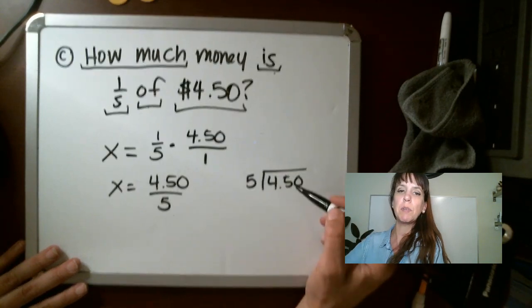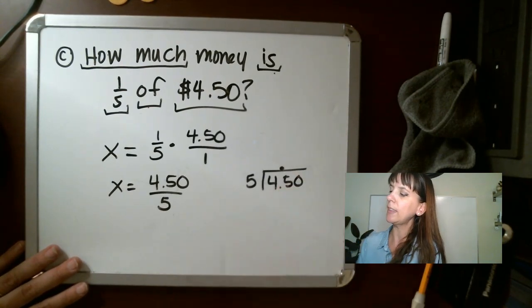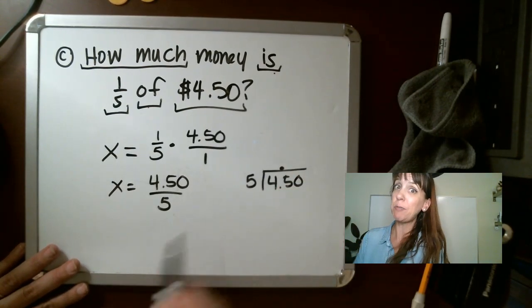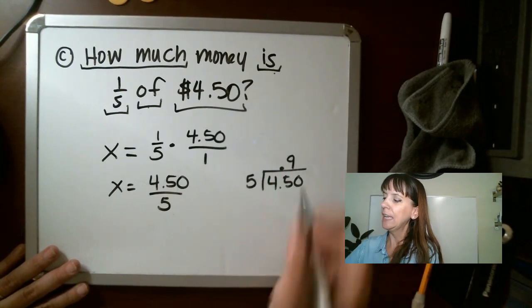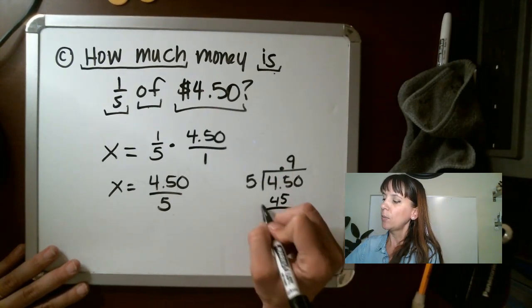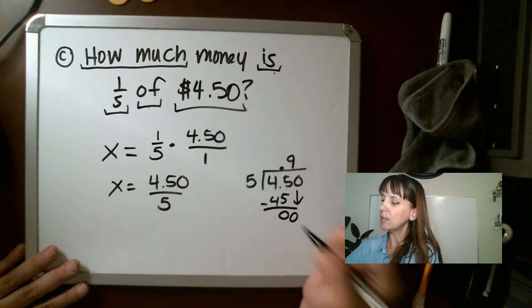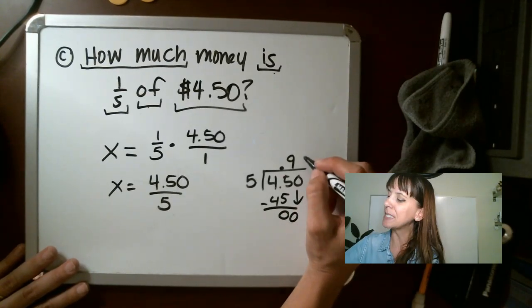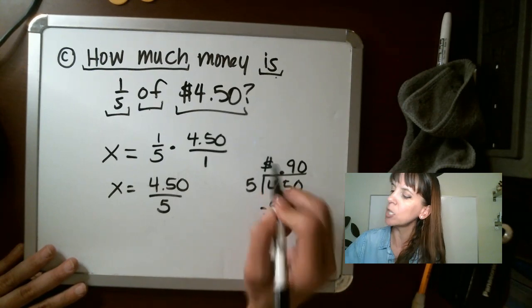450, just a friendly reminder, that decimal is there, so we need to bring that up. 5 does not go into 4, but it does go into 45 9 times. 9 times 5 is 45. We subtract, we get 0, we bring down a 0. We're not done. We got to throw a 0 on here because we're talking about dollars.